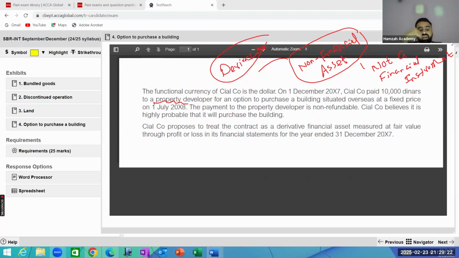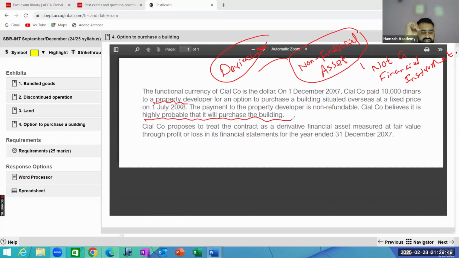Keep in mind, now if you apply that knowledge to this given case study, they have clearly mentioned that they have an intention and it is highly probable that they will purchase the building. So they have an intention to take the physical delivery. So this derivative contract is not a financial instrument. It is outside IFRS 9. Be clear.